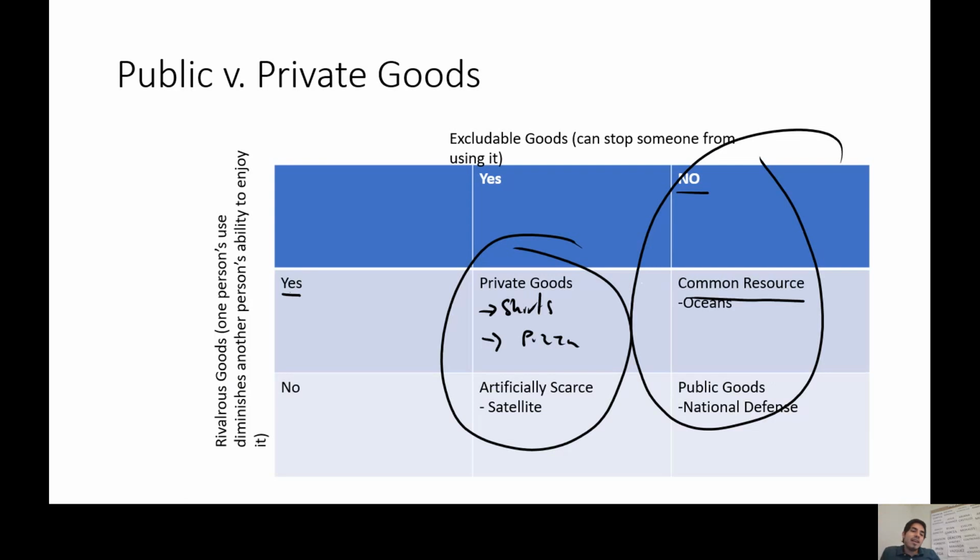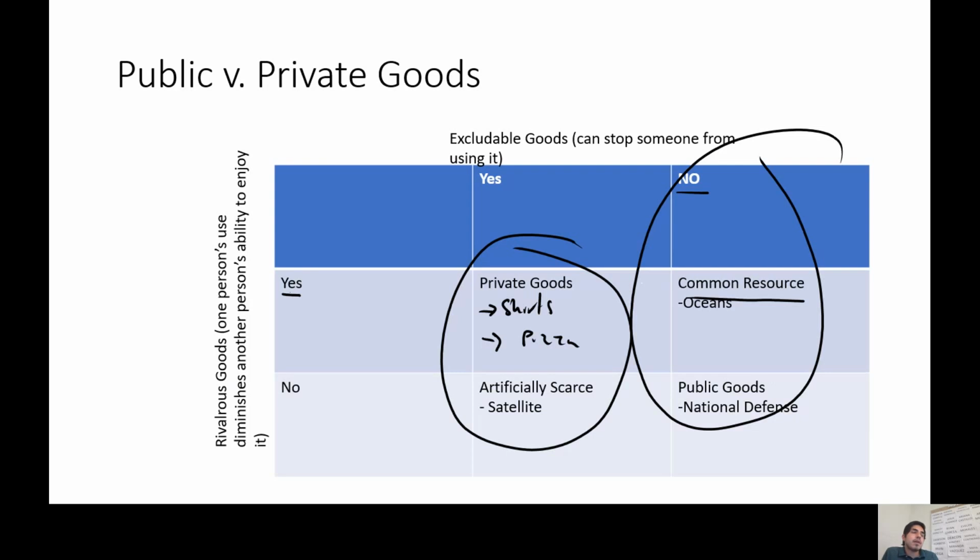And then finally, goods that are excludable, where you can stop someone from using it, and rivalrous, where one person's use diminishes another person's ability to enjoy it, are classified as public goods. So an example of this would be national defense, which is an example of a public good.